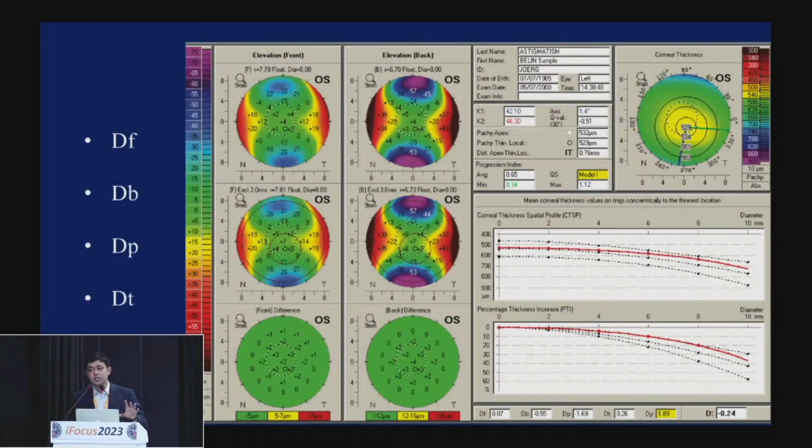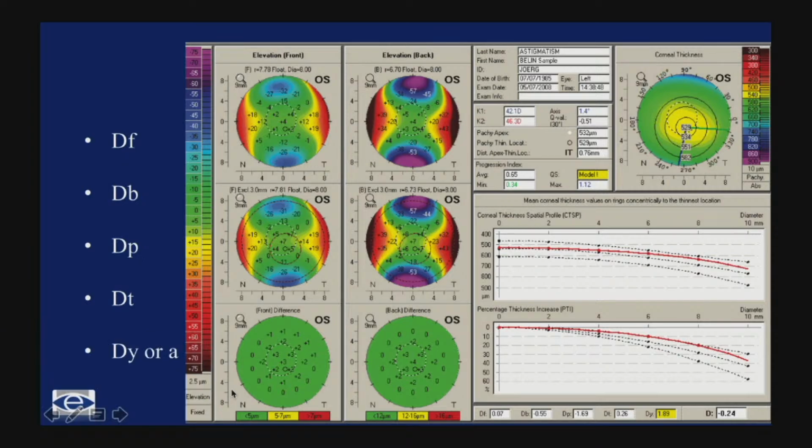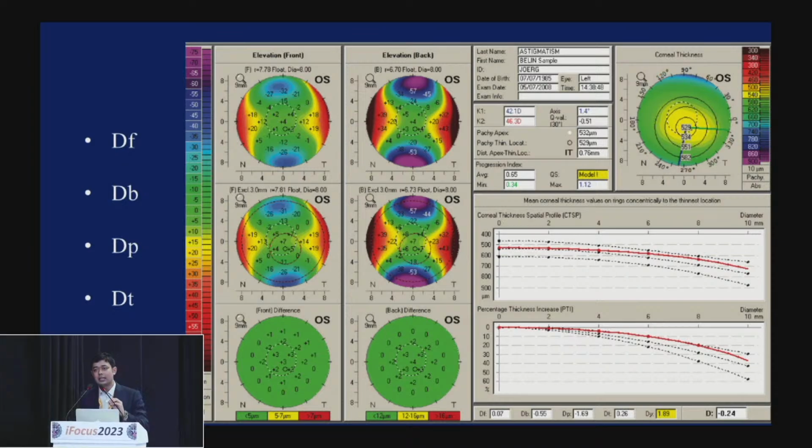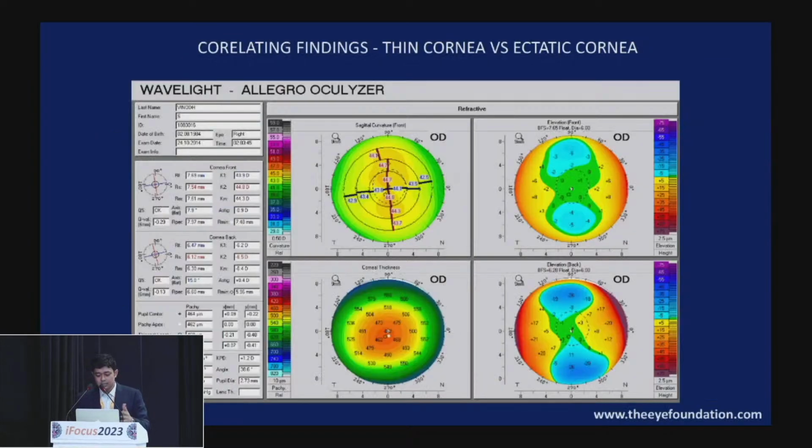Finally, there are the differential values. You have the differential values on the front surface, DF, on the back surface, DB, for pachymetry, DP, the thinnest point, DT, and then the displacement of the thinnest point from the center, or the axial displacement from the center, which is dy or dA. So these are just differential values, again to show you the deviation from normals in a more highlighted, easy format for you to be able to diagnose doubtful cases, early suspicious cases before you take them up for refractive surgery.